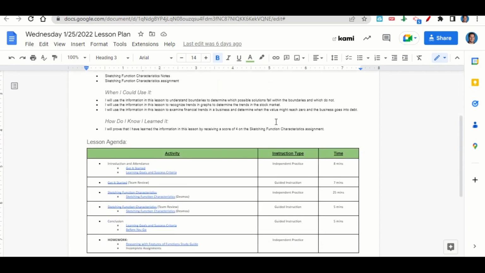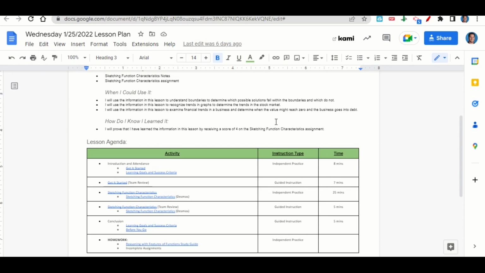Now let's take a look at our agenda for today. We will begin by going over our learning goals and success criteria. While we do that, you'll fill out your Get It Started. Once you've completed your Get It Started, we'll go over it together and answer any questions that you may have. After that, I'll give you time to complete the sketching function characteristics assignment on Desmos. Once you've completed the assignment, we'll go over it together and answer any questions that you may have.